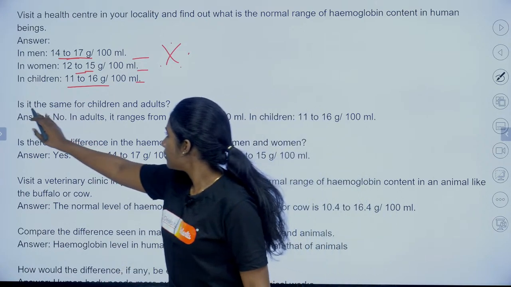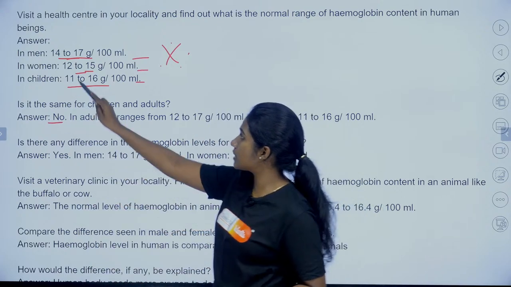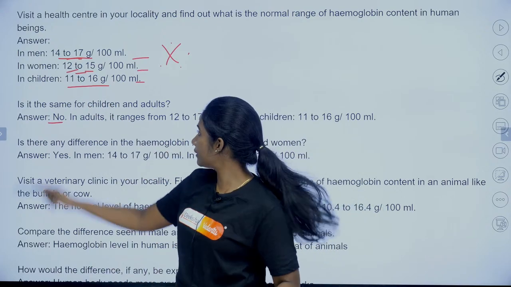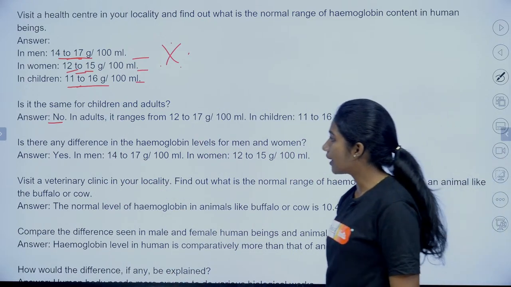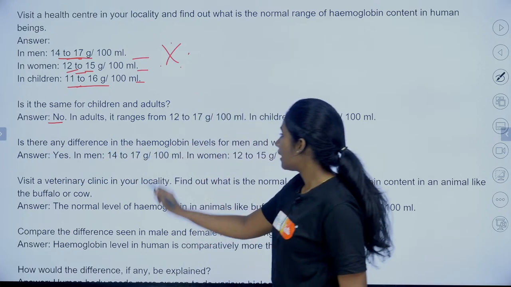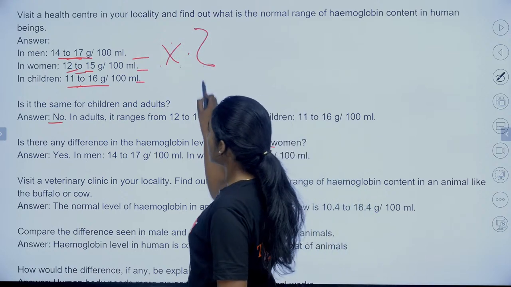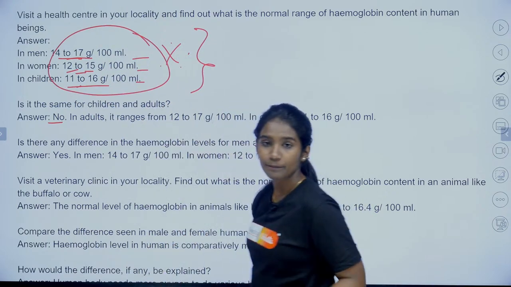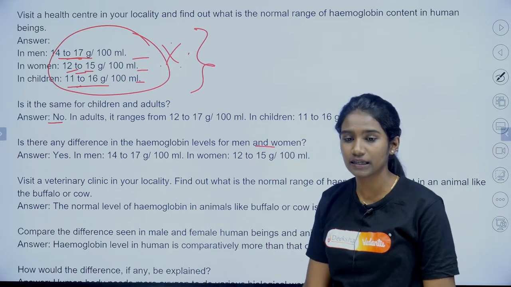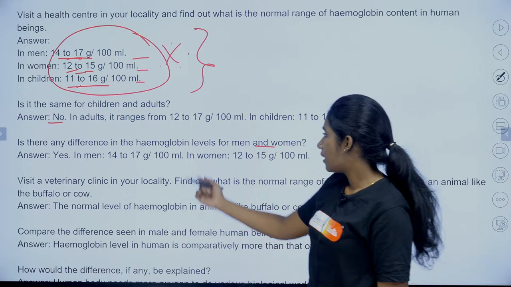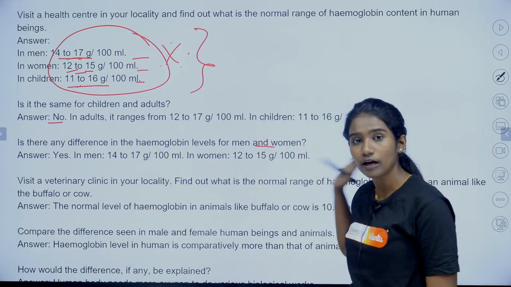And then, is it the same for children and adults? No. For adults, it ranges from 12 to 17, whereas for children, it is 11 to 16. So, it varies. And is there any difference in the hemoglobin level? Yes. If you remember those exact numbers, you can answer these questions when they are asked in the exam. No, it is not the same, and you will have to mention how much it is for men and how much it is for women.